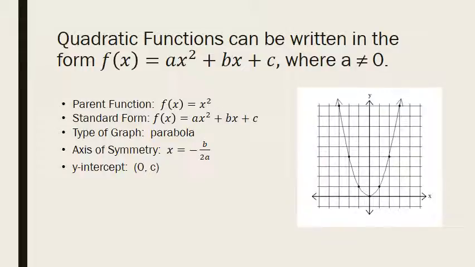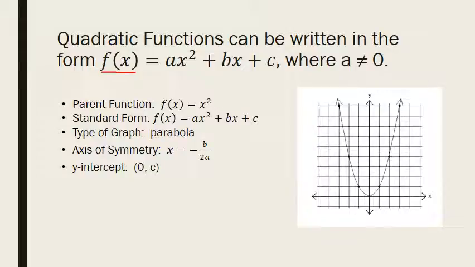First of all, you need to know that quadratic functions can be written in the form f of x equals ax squared plus bx plus c, where a cannot be 0. Because if a was 0, then we wouldn't have an x squared, and we know that quadratic functions means that you've got an x squared. And this f of x just means the same thing as saying y. So in our examples today, you will see y equals, but understand that it could be f of x at any time.